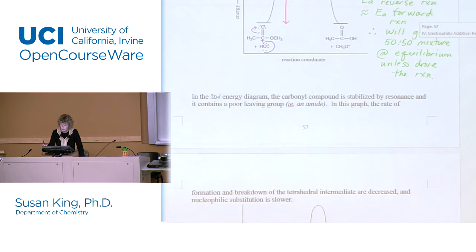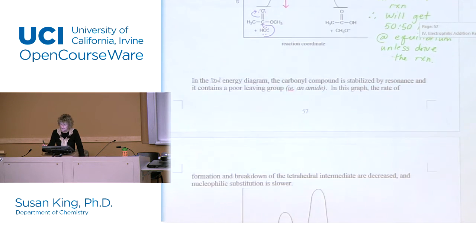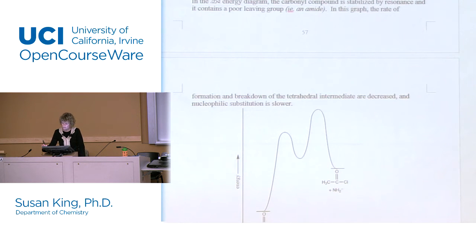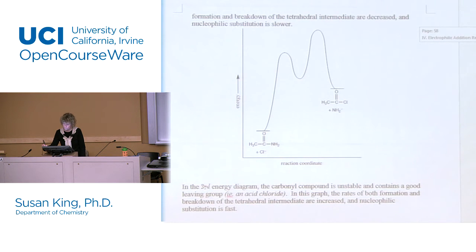What happens when we have a carbonyl compound stabilized by resonance and containing a poor leaving group? That would be an amide. See what happens here. So here's our amide right here. And we want to try to convert an amide into an acid chloride. All right, so chloride ion attacks the amide. What would the tetrahedral intermediate look like?